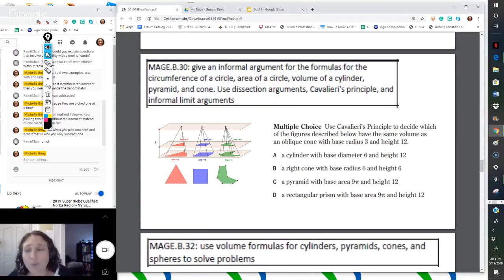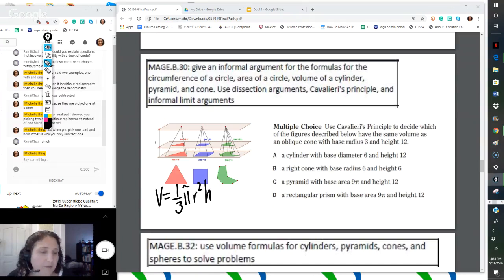Now, because this says cone, we do have to think a little bit more. The formula for a cone is 1/3 pi r squared height. The formula for a cylinder is pi r squared height. So we know it's not going to be choice A, because a cylinder and a cone don't both taper to the top. It could have been a cylinder and a rectangular prism, but it won't be a cylinder and a cone, because a cone goes to a point. Here, this says a right cone, so that's possible. This says a pyramid, so that's possible. This is a rectangular prism. A rectangular prism doesn't come to a point, so we're not going to test that.